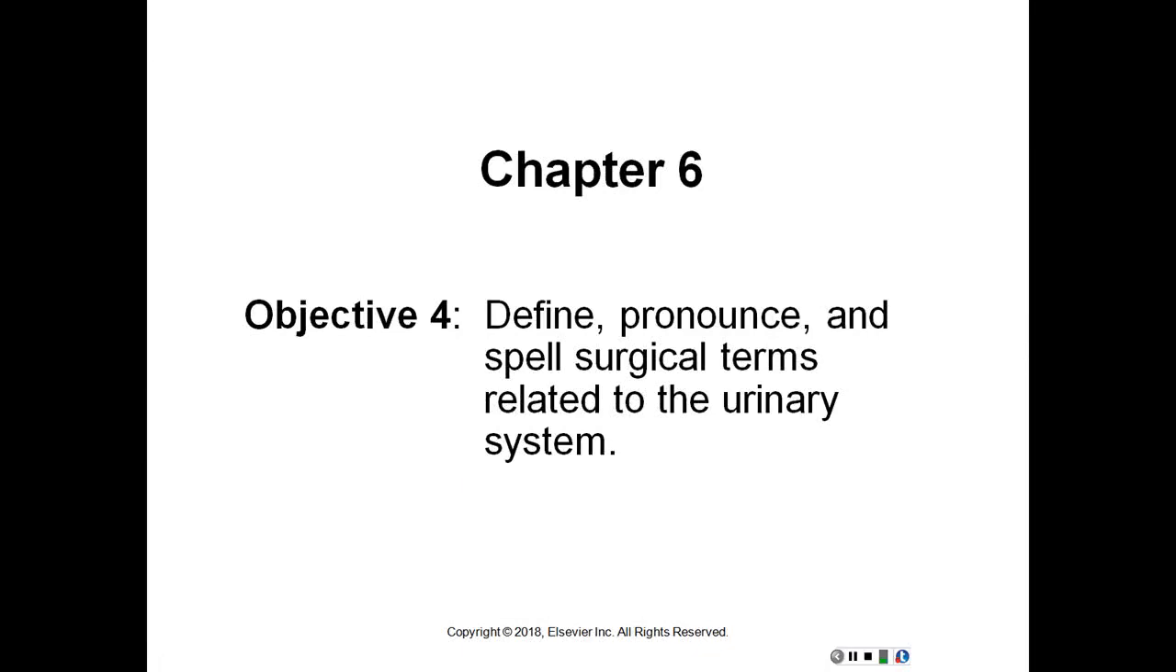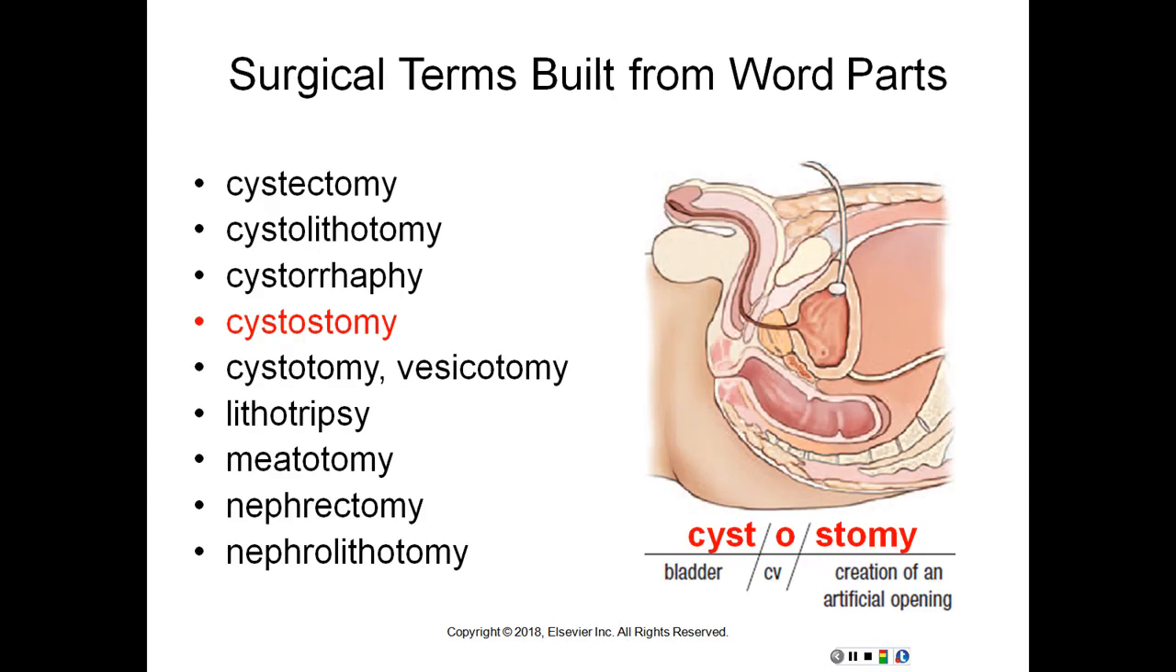Continuing with Chapter 6, Objective 4, now we're going to define, pronounce, and spell surgical terms related to the urinary system. This slide just shows a handful of the surgical terms, but your book has more of them, so let's get started. These, again, are built from word parts, so again, prefix, suffix, word root.